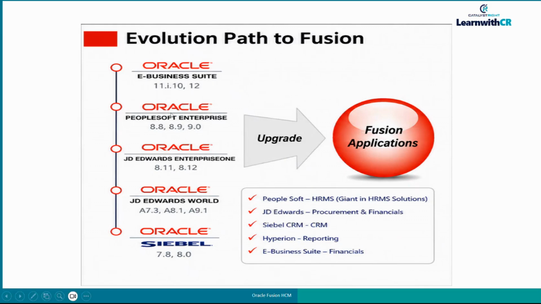Oracle identified this gap and upgraded all of these software. Whatever was the good part of those software, they collected all those good parts and upgraded them into new software, and they call it the Fusion application. So this is how the Fusion application evolved over a period of time.